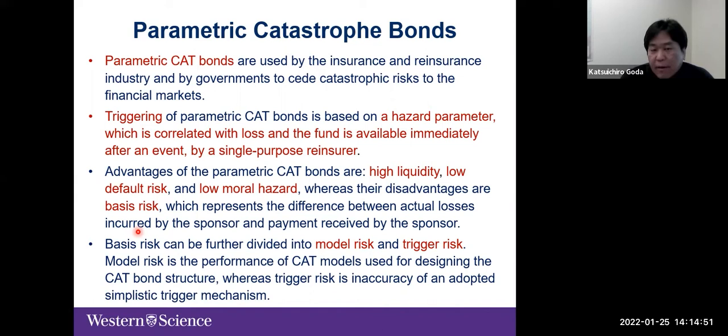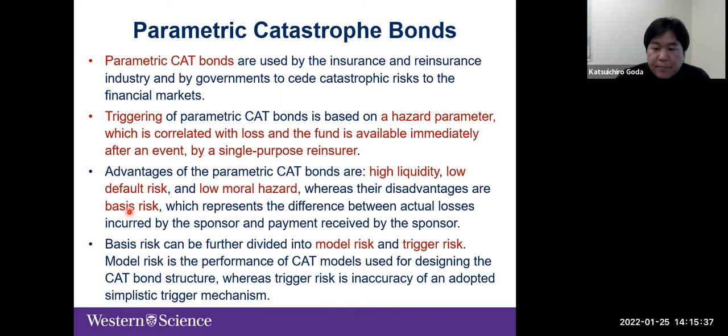And in the context of CAT model, catastrophe modeling, there are two types of risk under this basis risk. One could be model risk, and another could be trigger risk. My focus today is on the trigger risk, but potentially more important is the model risk, which is the discrepancy between the model and the actual. So of course, the catastrophe modeler should aim to achieve a better model, which would reduce the model risk. But I'm not going to talk about the model risk specifically, but rather focus on the trigger risk.